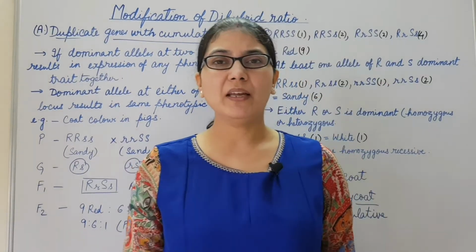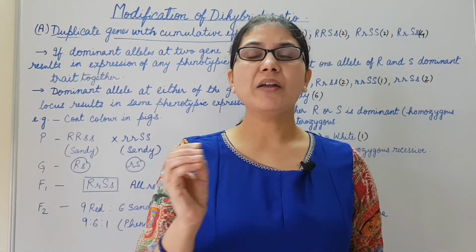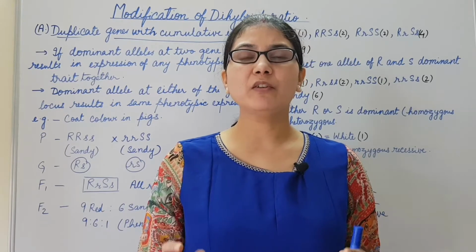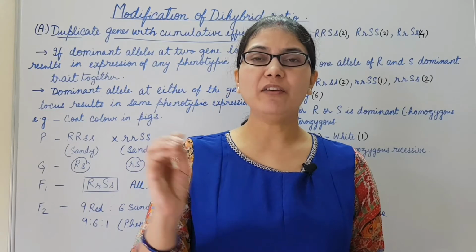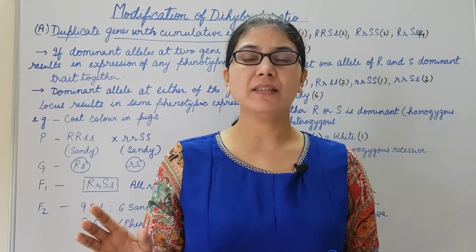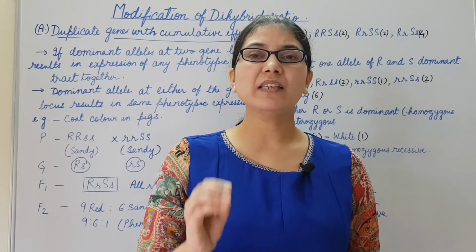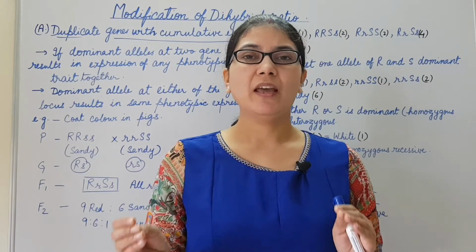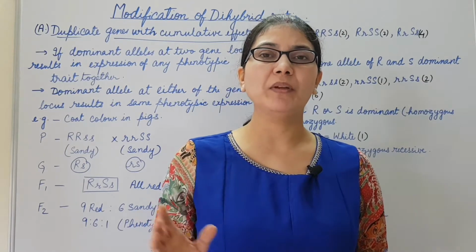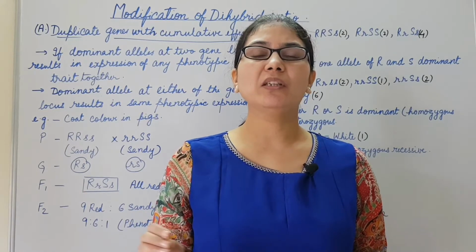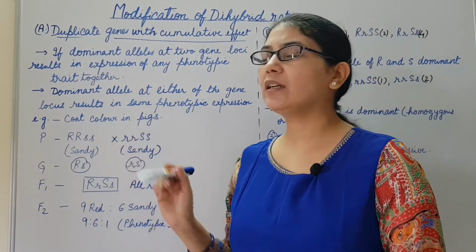If the dominant alleles present at two different gene loci are together responsible for the phenotypic expression of a trait, and if the dominant allele present at either of the gene loci individually results in the same phenotypic expression, then these are known as duplicate genes with cumulative effect. One example is the coat color in pigs.